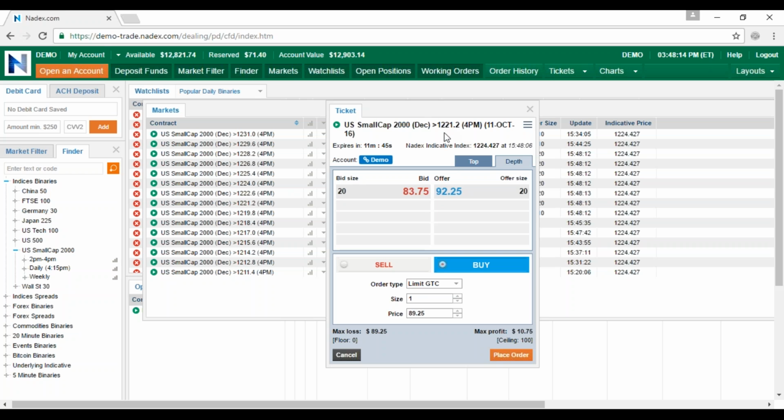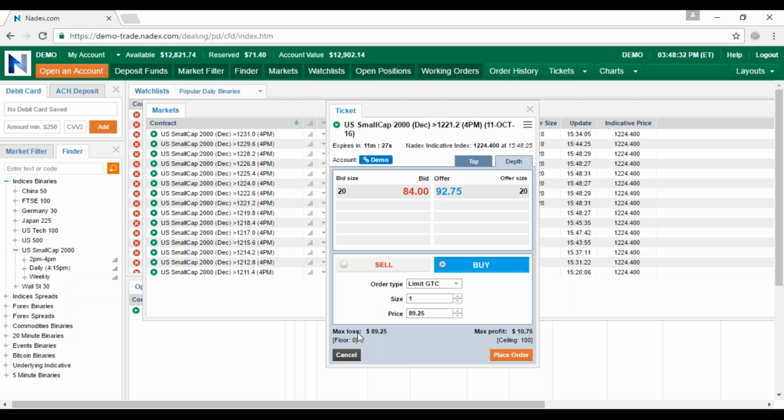You're buying a binary contract statement. What does the statement say? Small cap 2000 be greater than 1221.2 at 4 o'clock, right? That's all a binary is, right?